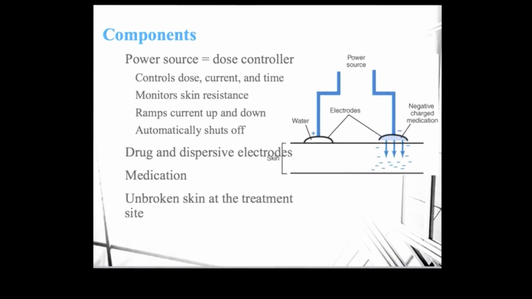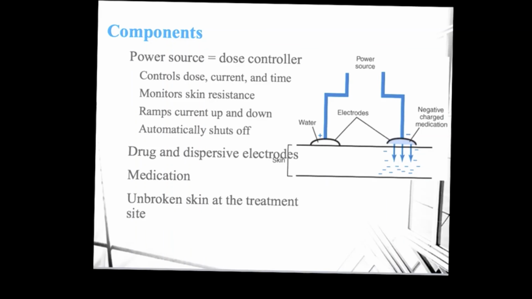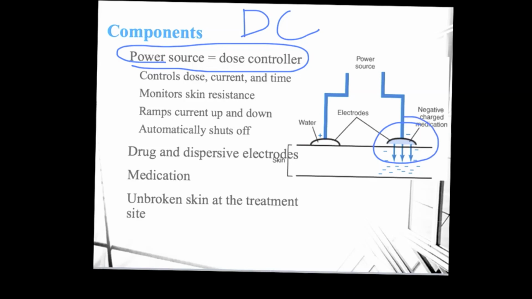Okay, so what are the components of the iontophoresis unit? Basically, we're looking at an E-stim unit here. It's a power source, and it's going to deliver DC current, either positively or negatively charged, through the electrode that we're dealing with. In this case, we're dealing with a negative electrode, or the cathode. And then on the positive electrode here, we're just looking at water.